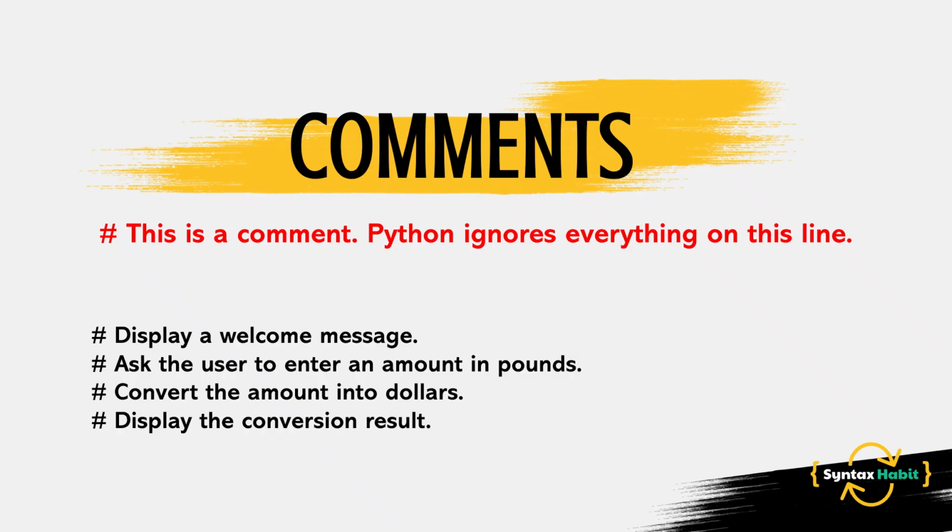Rather than writing code straight away, we will write our algorithm as comments. Why do you think we are using comments instead of writing the code immediately? Comments help us plan our program before we start coding. They're also useful for explaining sections of code, making programs easier for other programmers and even ourselves to understand later. Python ignores anything written after the hash symbol, so comments don't affect how the program runs.